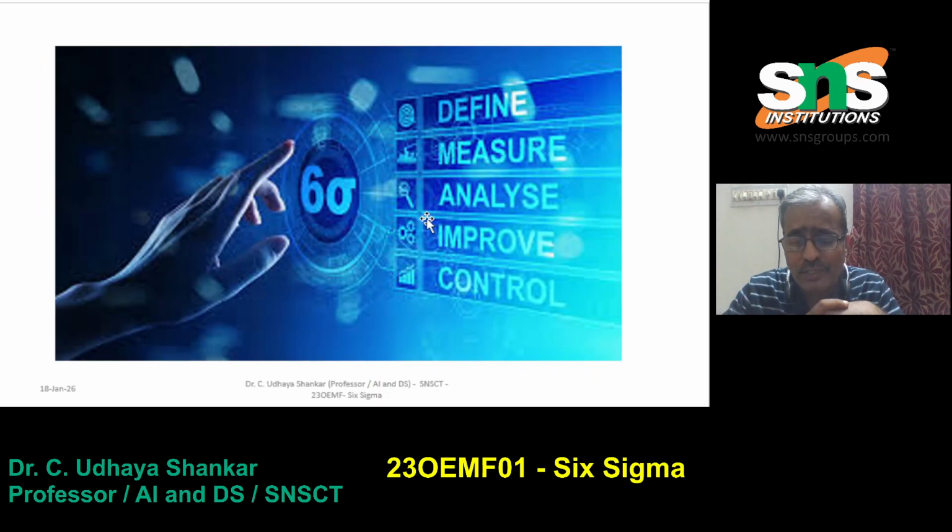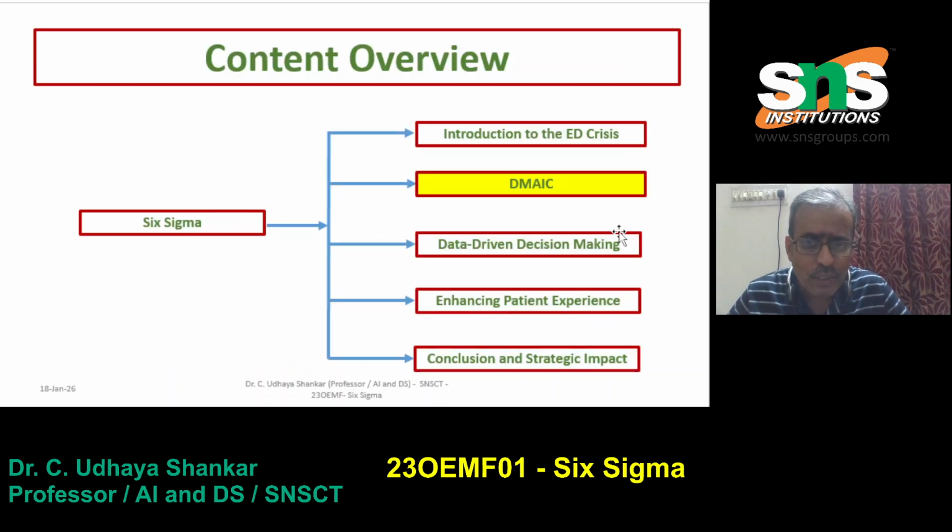The DMAIC framework is nothing but Six Sigma: define, measure, analyze, improve, and control. This is the framework used in Six Sigma, and Six Sigma has been applied in almost all the MNC companies like Microsoft, Google, Amazon, everywhere. I have given a small introduction in the previous videos. So now let's move on.